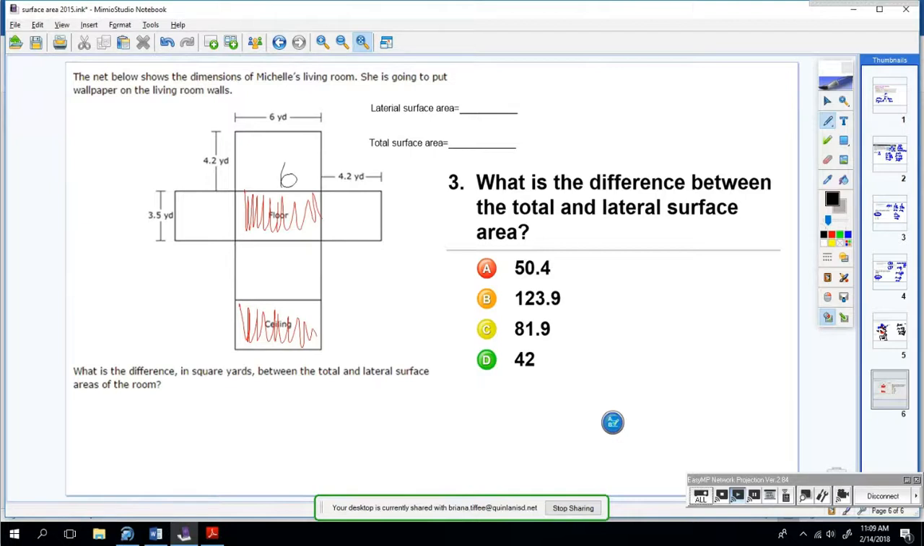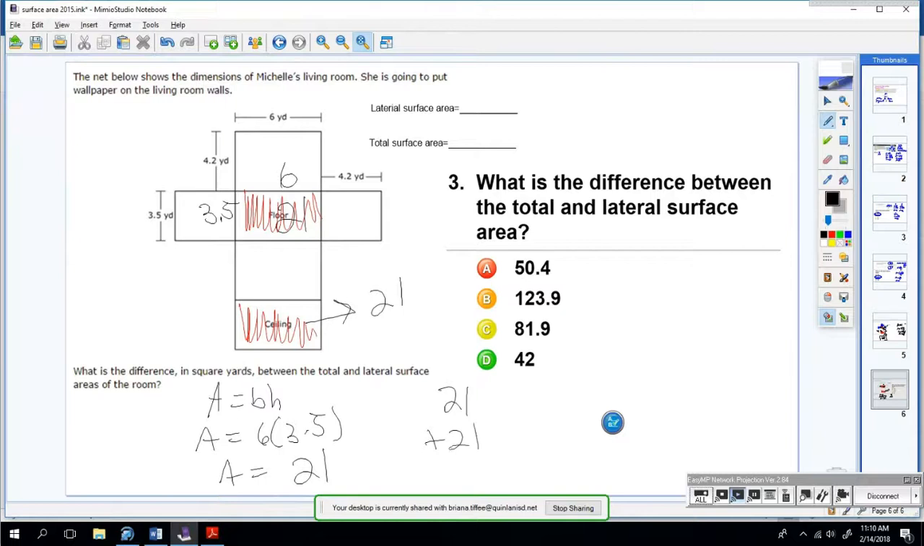So this base is a 6 by 3.5. So you're going to do base times height, which is 6 times 3.5, which I believe is 21. So the floor is 21. And that means if the floor is 21, my ceiling is 21. So then together is going to be 21 plus 21, which is 42. So the answer is 42.